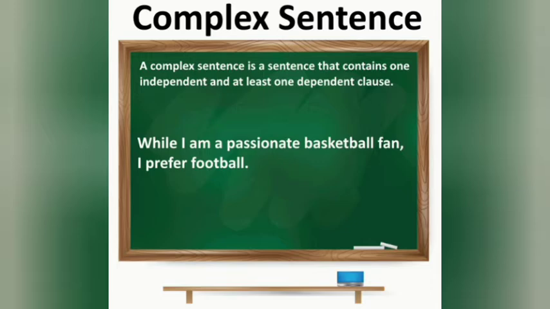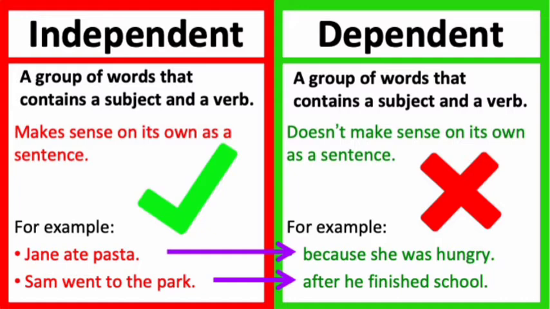For example, while I'm a passionate basketball fan, I prefer football. In this sentence, while I'm a passionate basketball fan, this is the dependent clause. It is not giving us the complete meaning, whereas I prefer football, this is the independent clause, and both are forming the example of a complex sentence.